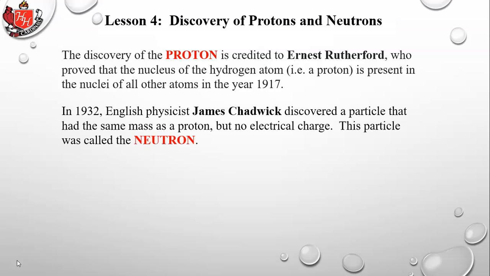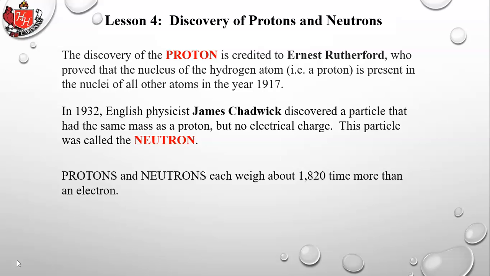In 1932, English physicist James Chadwick discovered a particle that had the same mass as a proton but no electrical charge. This particle was called the neutron. Protons and neutrons each weigh about 1,820 times more than an electron.